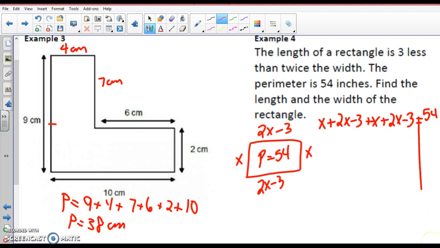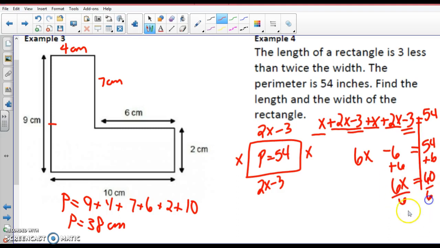Let's solve this. Combine like terms on this side. That'll be 6x. Negative 3 minus 3 is negative 6 equals 54. Add 6 to both sides. 6x is 60. Divide both sides by 6. x is 10. We are not done.